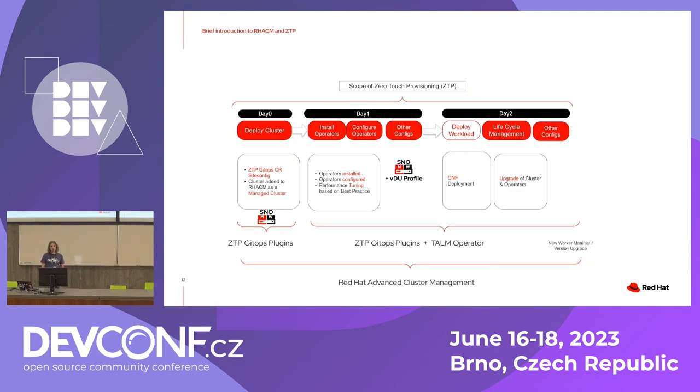When these are deployed, you go to day one. On day one, the cluster is only deployed. It is still not ready for telco. It's just single node OpenShift. And in day one, we configure what we call the vDU, or virtual distribution unit profile, which is a set of operators with some configuration and some tunings that we will see in a moment.